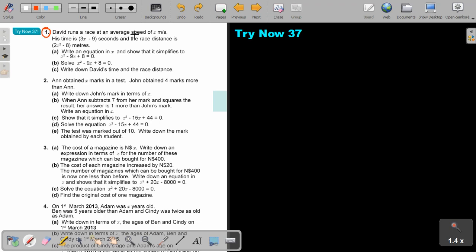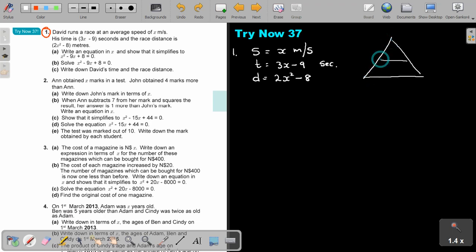David runs a race at the average speed of x kilometers per hour. Okay, so let's start. Before we do that, so speed is x meters per second. His time is 3x minus 9 seconds. And the race distance is 2x squared minus 8. Write an equation and show that it simplifies to this. Now, don't ever forget, just so that you don't make a mistake: distance, speed, and time.